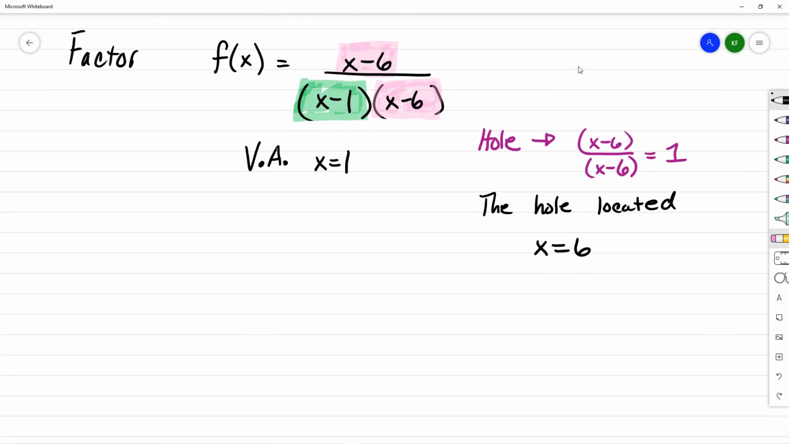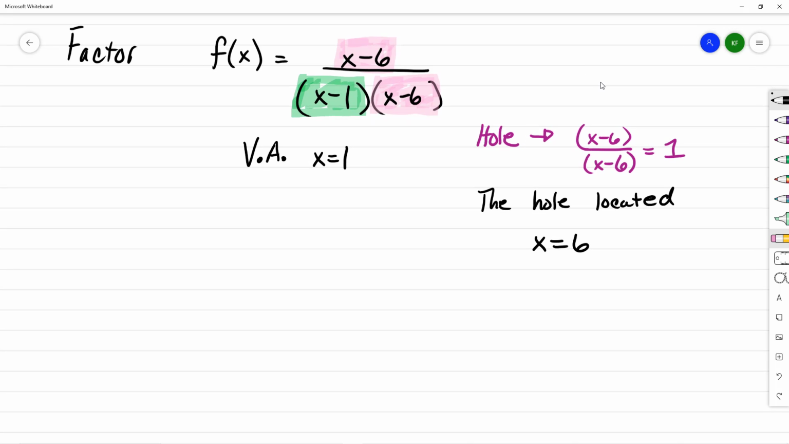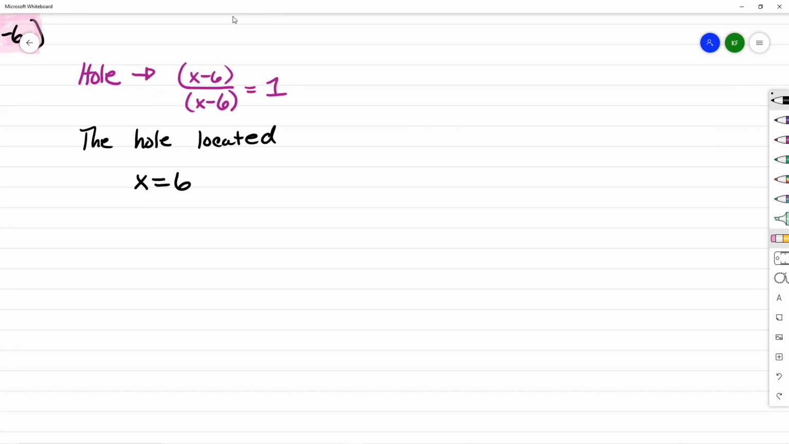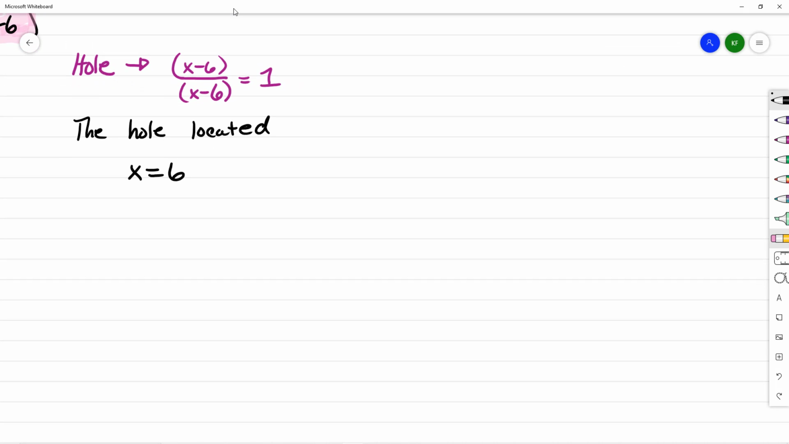Okay, so now we're going to find the hole. If we know the hole is located at x equals 6, what we will do is take the reduced form. So we're going to look at the reduced form, which is why you need it. When you canceled out things, you should have gotten 1 over x minus 1.